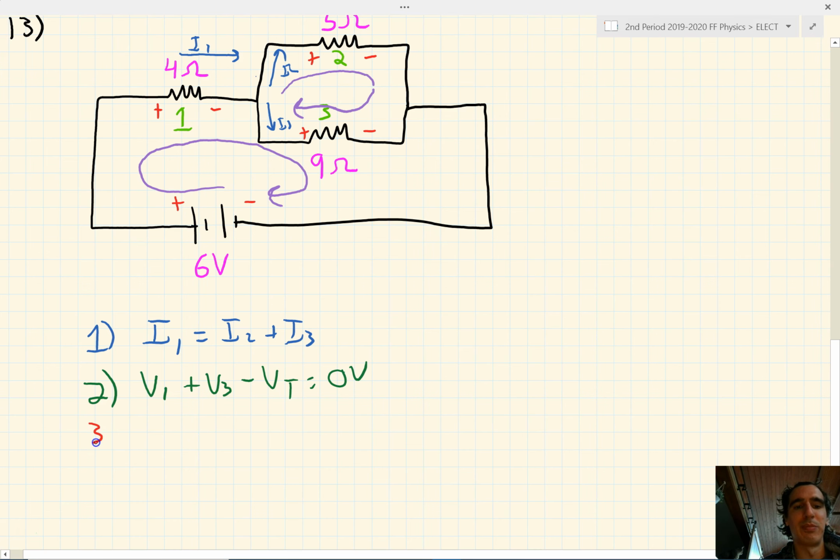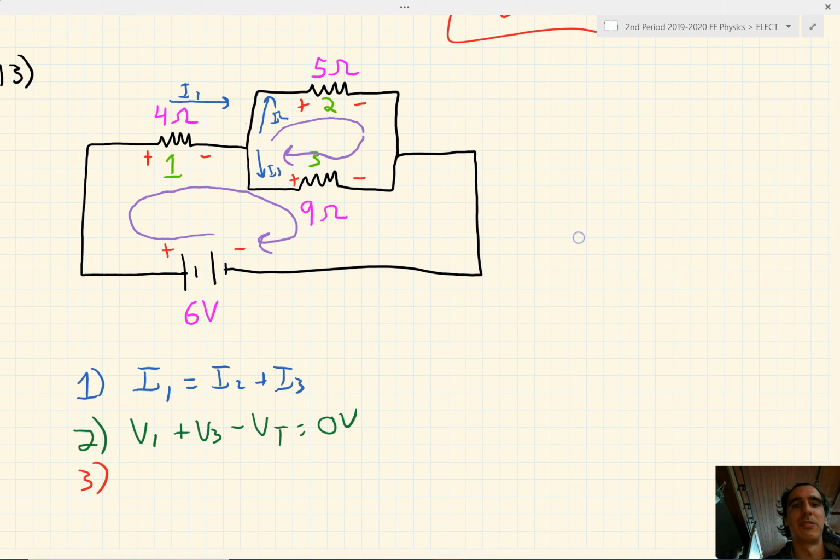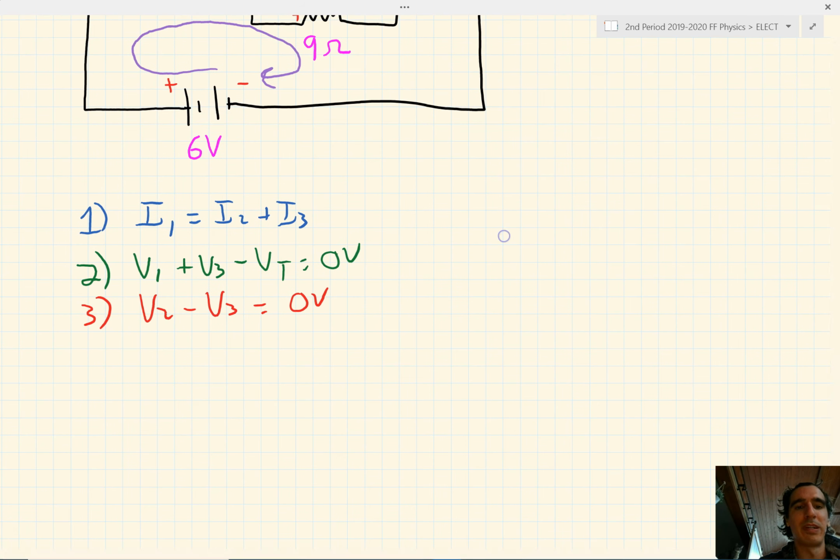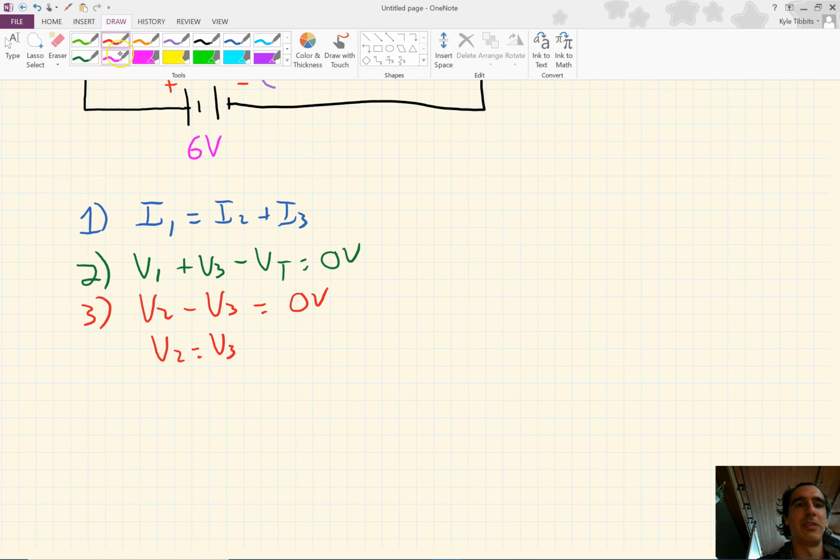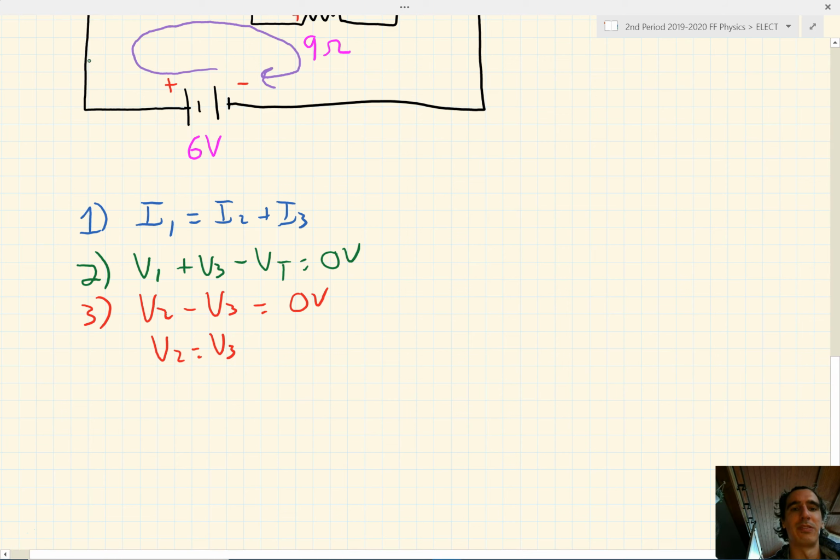We can also look at the loop of the parallel resistors, and we see as it goes through V2, and then if we continue that loop, it's minus V3 because it's negative first, and that equals 0 volts. For the third one, we could simplify this and just say that V2 is equal to V3. So from this point forward, we have to use algebra to ultimately determine the current that flows through each resistor.